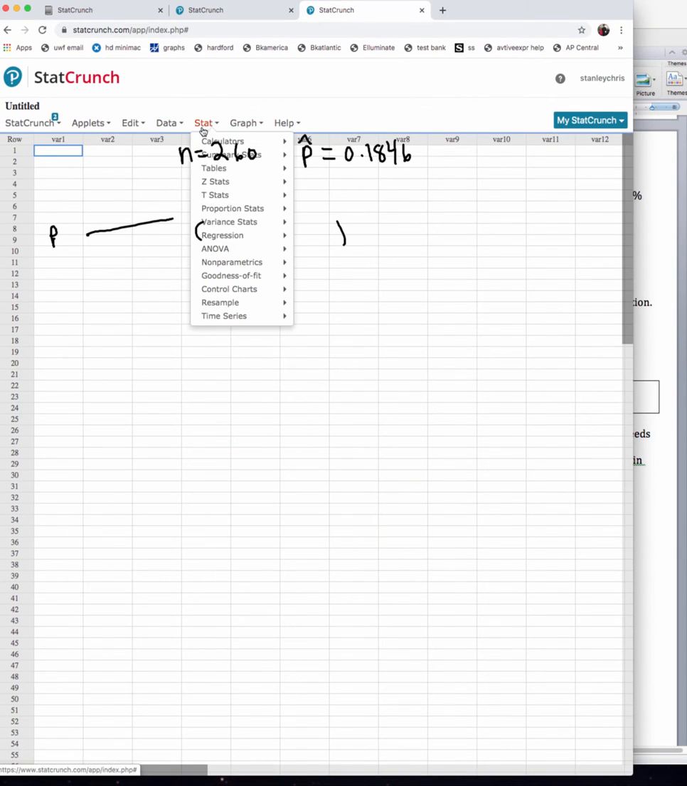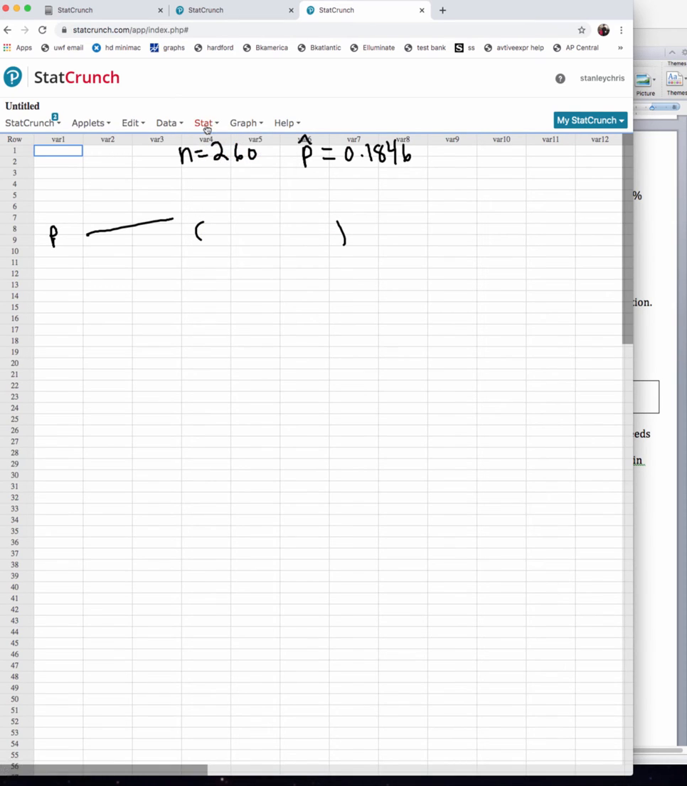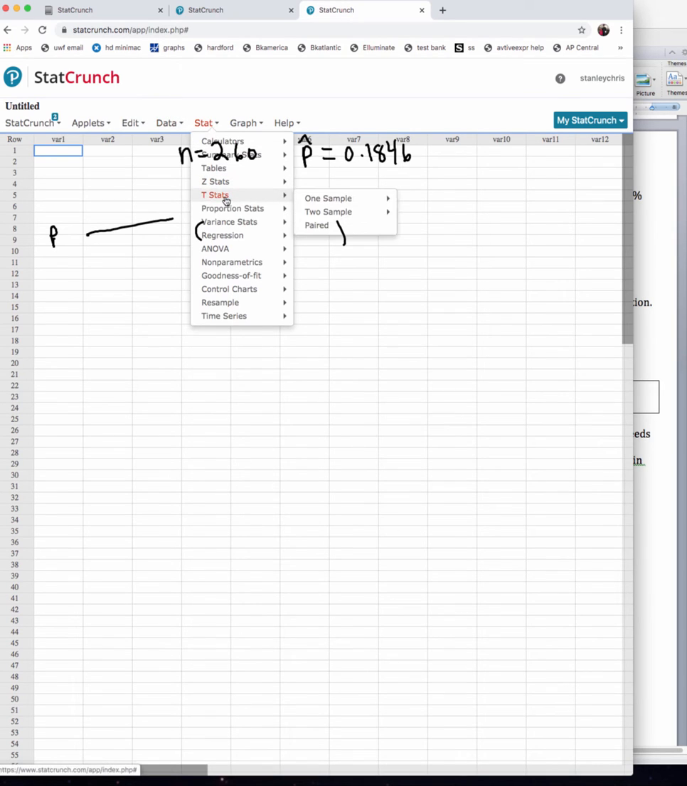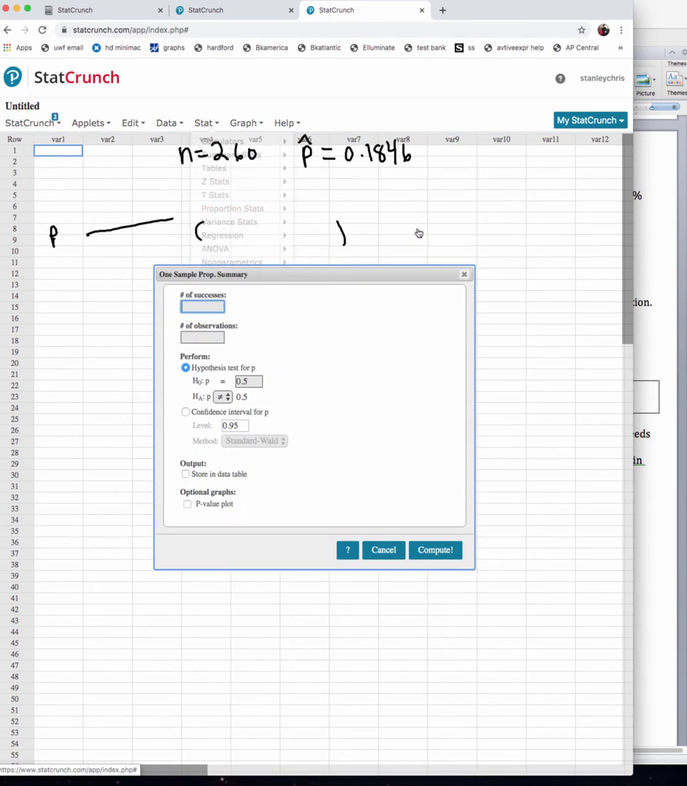Go ahead and run through the steps again. Stat, Proportion Stat. I'm using my pen. I'll go ahead and use my mouse. Okay, one sample, summary.